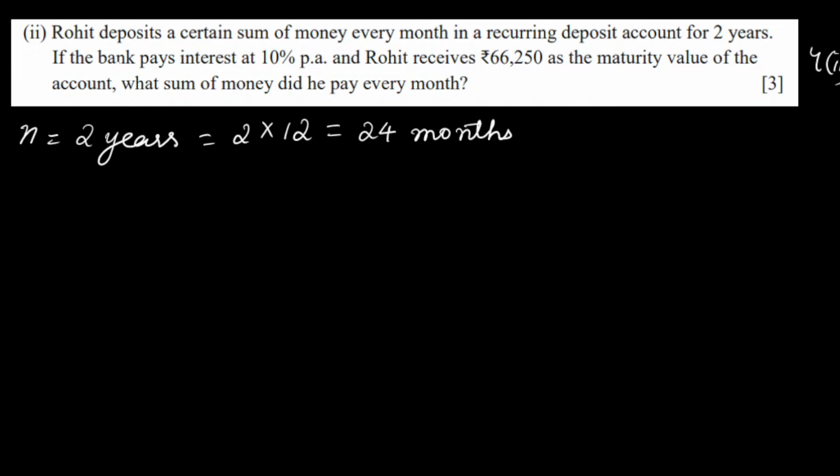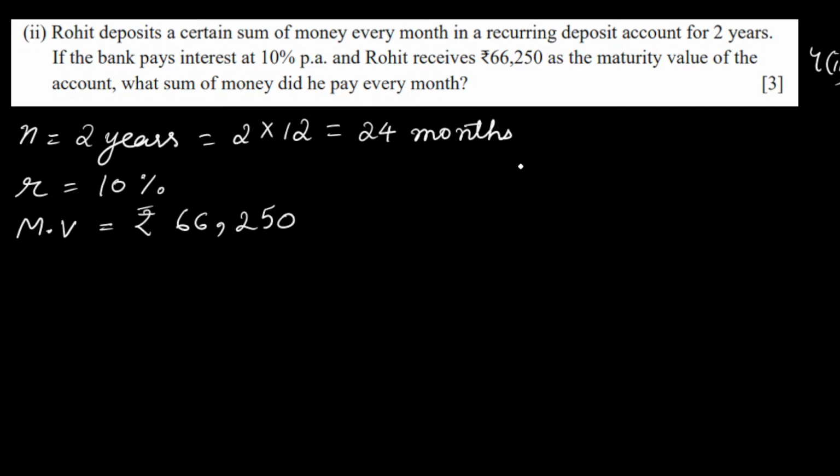So n's value is given to us. If the bank pays interest 10% per annum, so R is also given to us. R is given to us as 10%. And Rohit receives 66,250 as the maturity value. So maturity value is also given to us. Maturity value is 66,250. What sum of money did he pay every month?